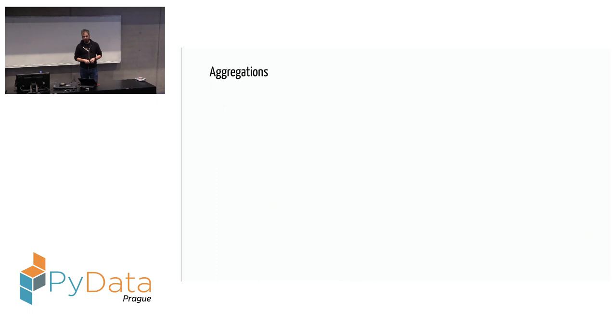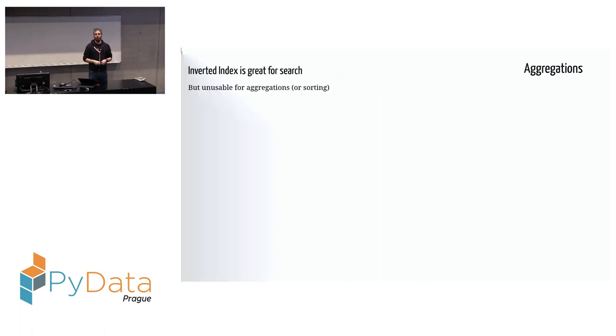So how do they work? Let's first see how they work, and then we'll see some examples. The inverted index is great, but it is absolutely useless when it comes to aggregations. Because if you think about it, if I give you a book, or just the index of a book, and I ask you, what are the words on page 42?